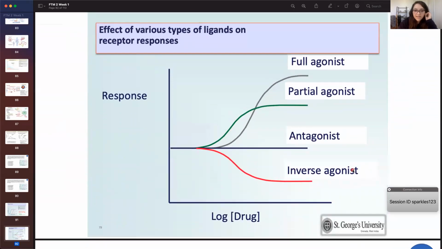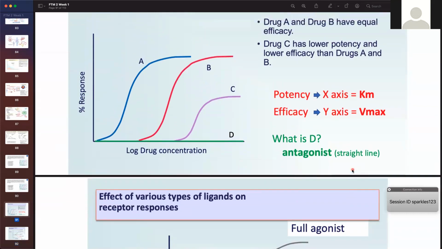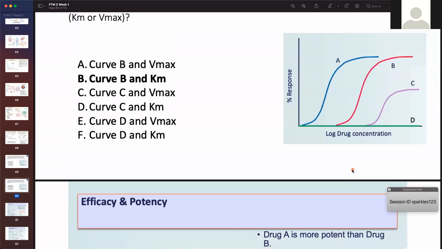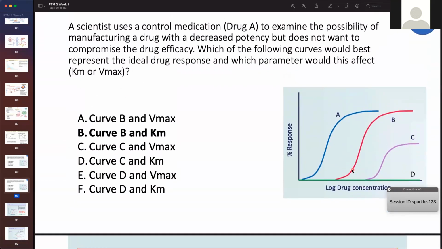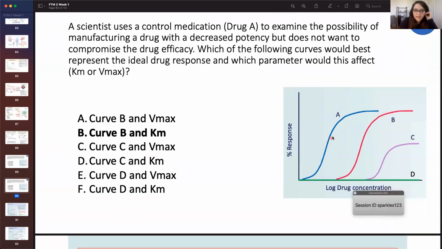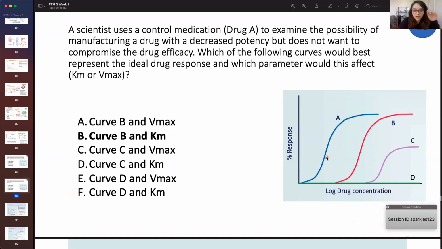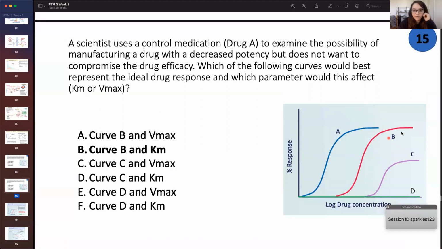Can I ask you one more thing? Yeah, go ahead. So if the options had the curve A and Km, that would be the answer for the above question, because the option doesn't have curve A. Well, curve A is the one that we're talking about, right? In the question it says drug A is what we are being compared to. So you're looking at A and trying to see which other one is going to give you the curve that you're looking for compared to curve A. Got it.